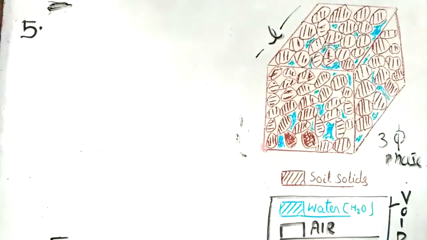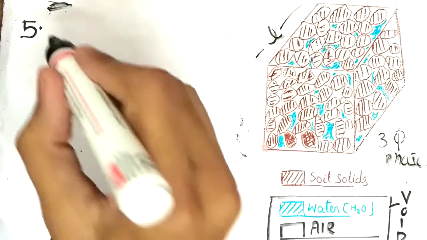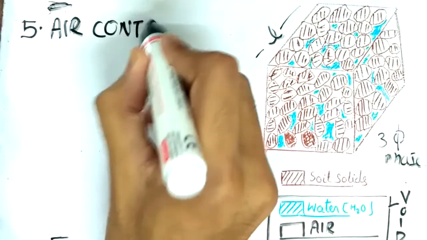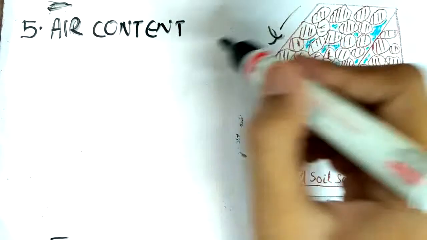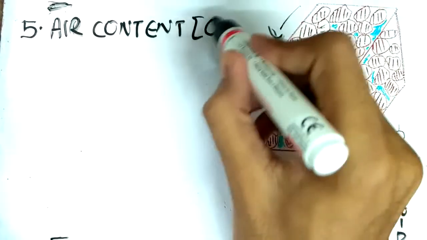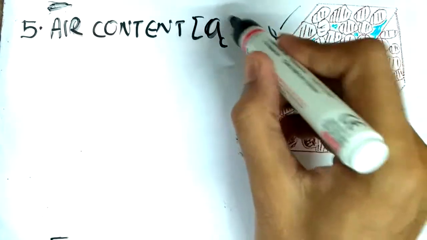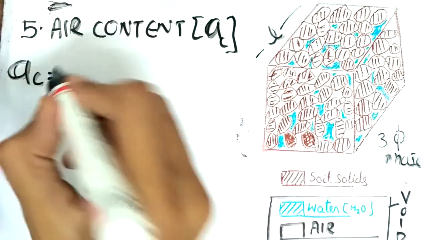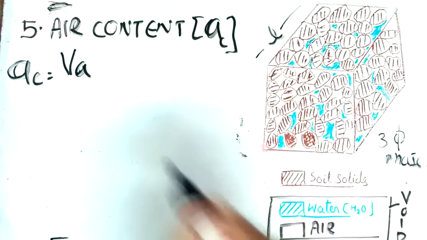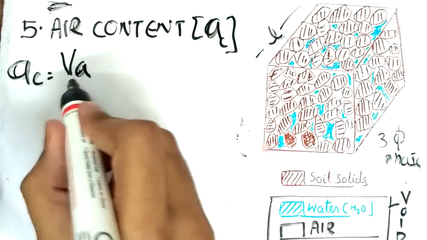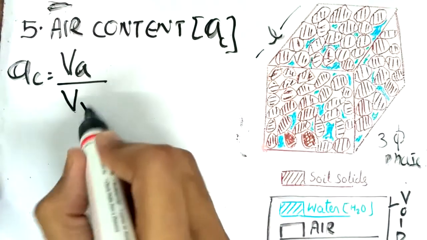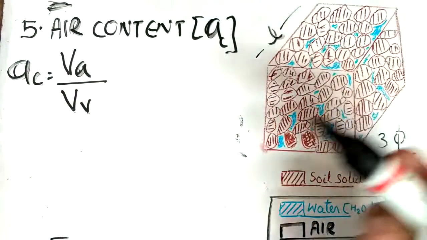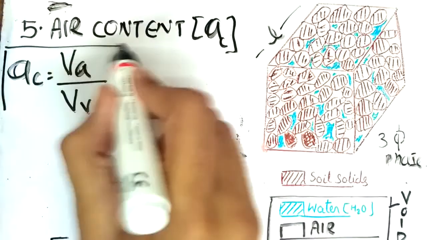Now let's talk about the fifth parameter, that is air content. I represent air content by the symbol small a with subscript C. Air content is nothing but volume of air, just like saturation. So volume of air upon volume of voids. How much air is present in my volume of voids? This is the main formula of air content.